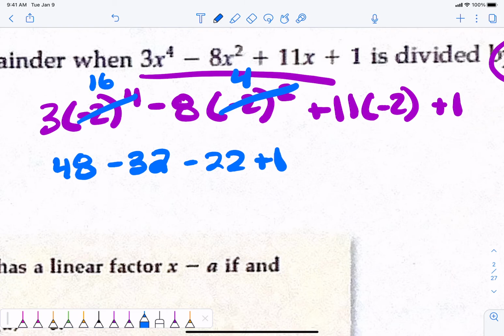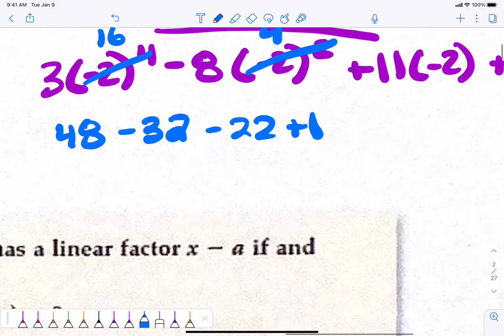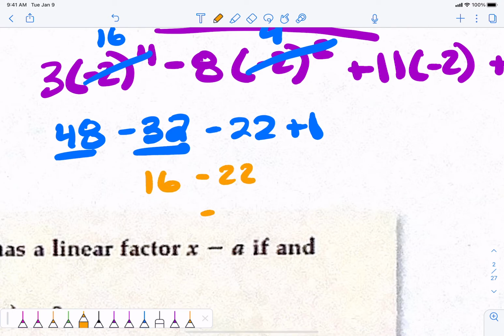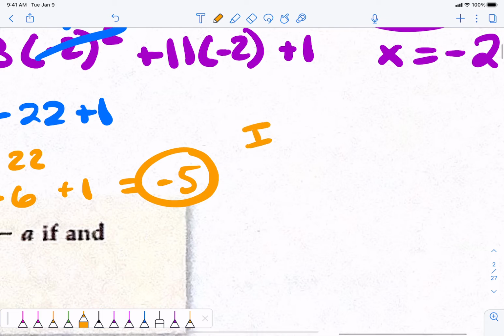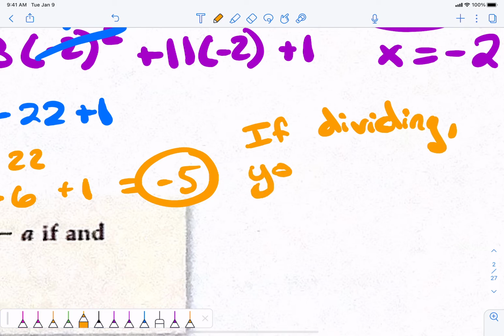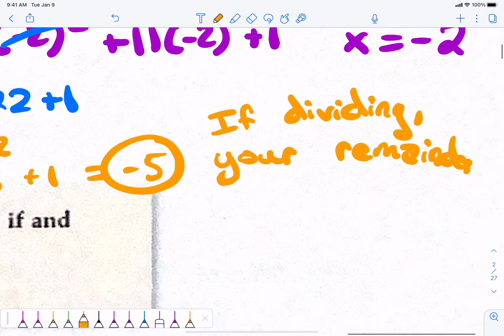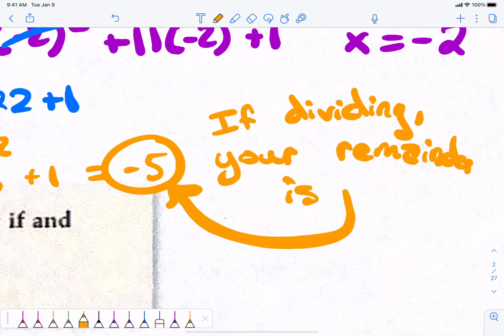Okay. All right. What's 48 minus 32? 16. Yes. 16 minus 22? Negative 6 plus 1? So what does that tell me? There's a remainder, if dividing. Your remainder is? Negative 5. If you're dividing, your remainder is negative 5.